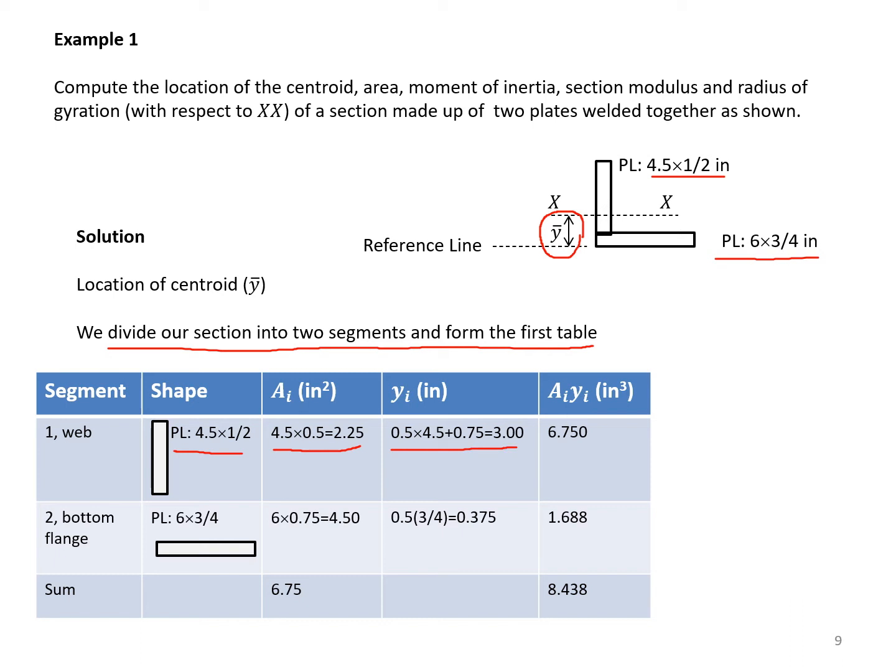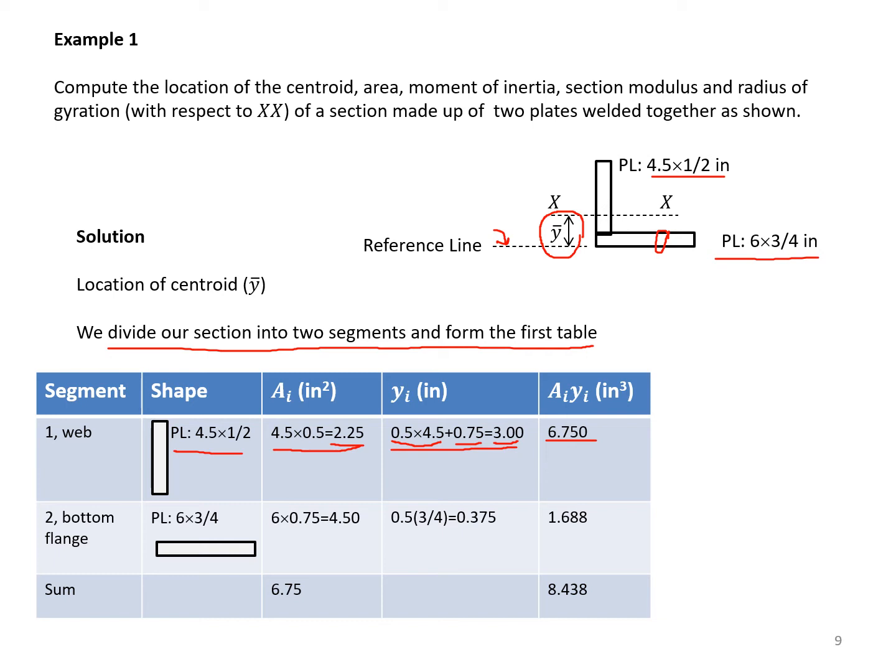If you look at it here, it is half of the height of the bar, so 0.5 times 4.5, plus the thickness of the lower bar, the thickness of this bar. That would bring us to the reference line in here. So that is 3 inches. You multiply 3 inches by 2.25 and the answer is 6.750. That is the static moment.